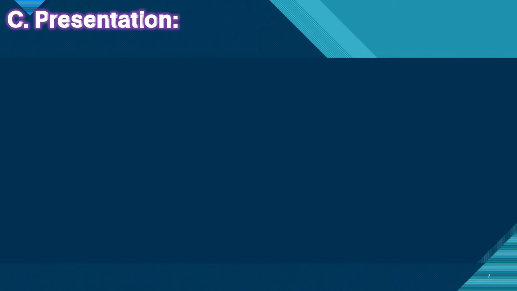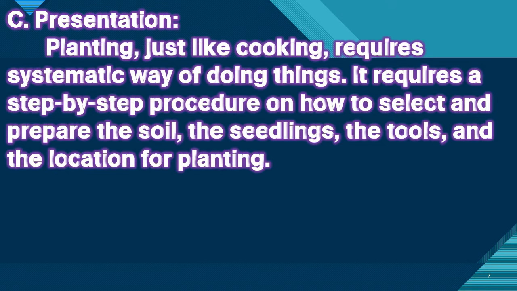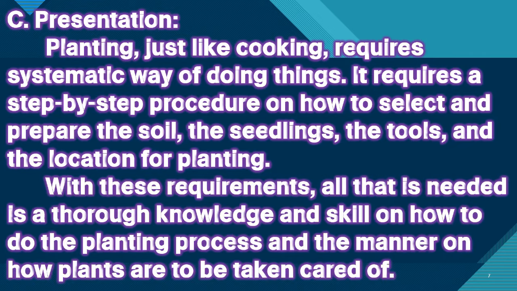Presentation. Planting, just like cooking, requires a systematic way of doing things. It requires a step-by-step procedure on how to select and prepare the soil, the seedlings, the tools, and the location for planting. With these requirements, all that is needed is a thorough knowledge and skill on how to do the planting process and the manner on how plants are to be taken care of.